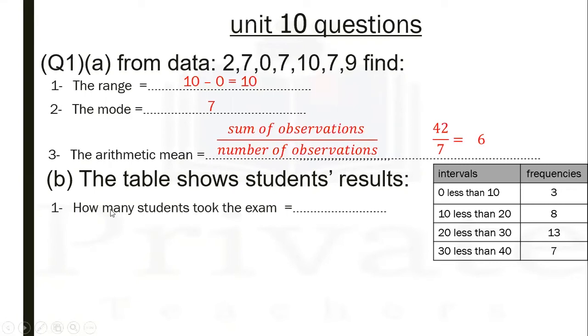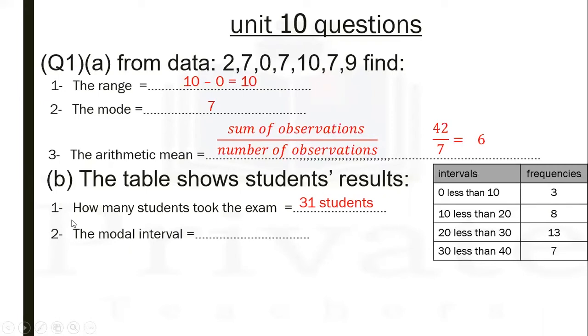Now, the first question, how many students took the exam? The frequencies represent the students. So if you want to find how many students took the exam, you just have to add the frequencies together. 13 plus 7 is 20, 28, and 31 students.